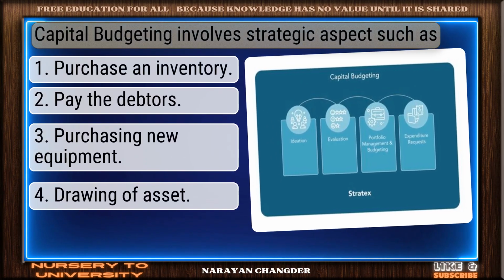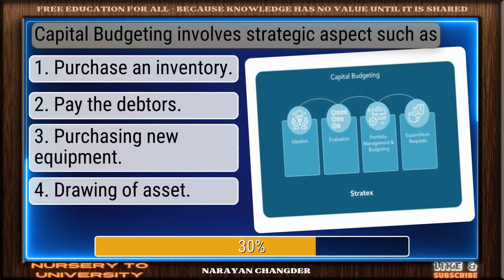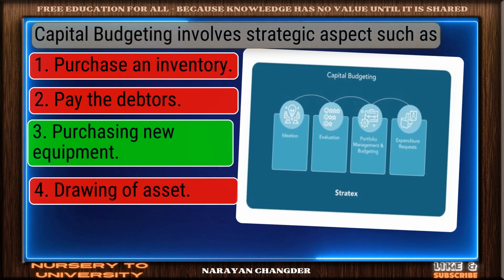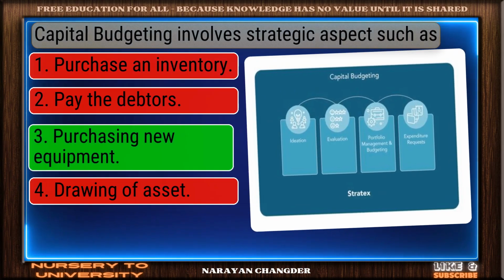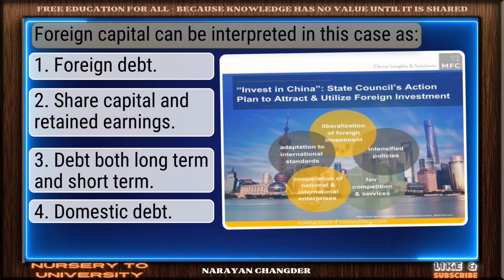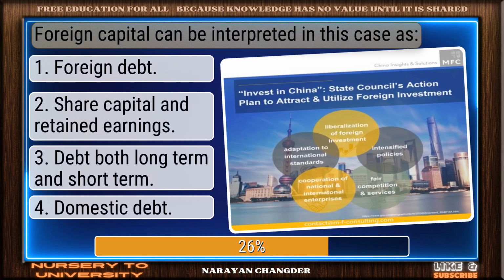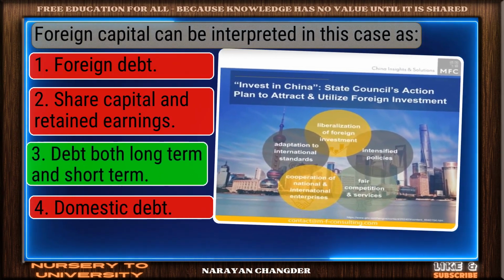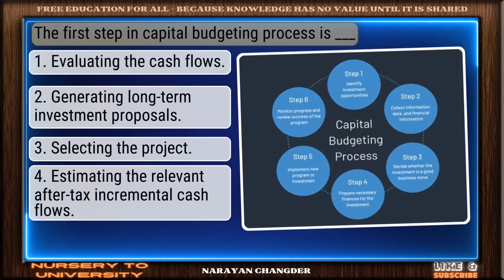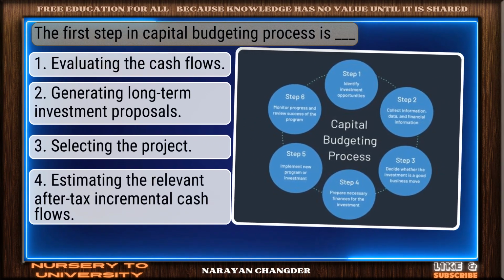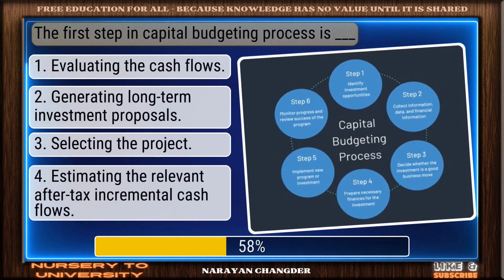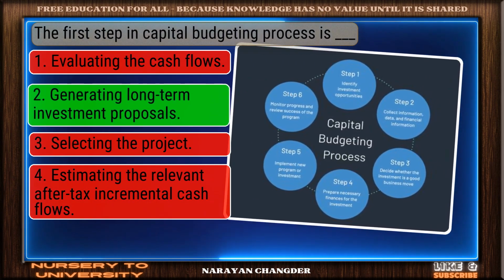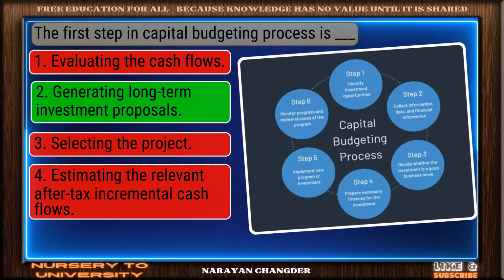Capital budgeting involves strategic aspects such as. Sharp thinking. Purchasing new equipment is the right choice. Foreign capital can be interpreted in this case as. Valid point. Debt, both long-term and short-term, is true. The first step in capital budgeting process is dash. Nice work. You chose generating long-term investment proposals, and it is correct.